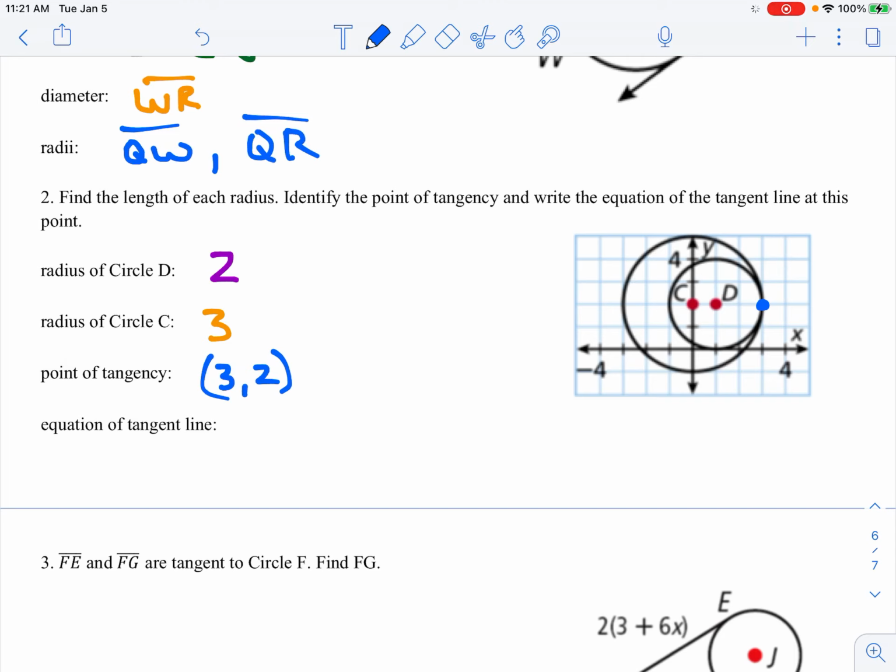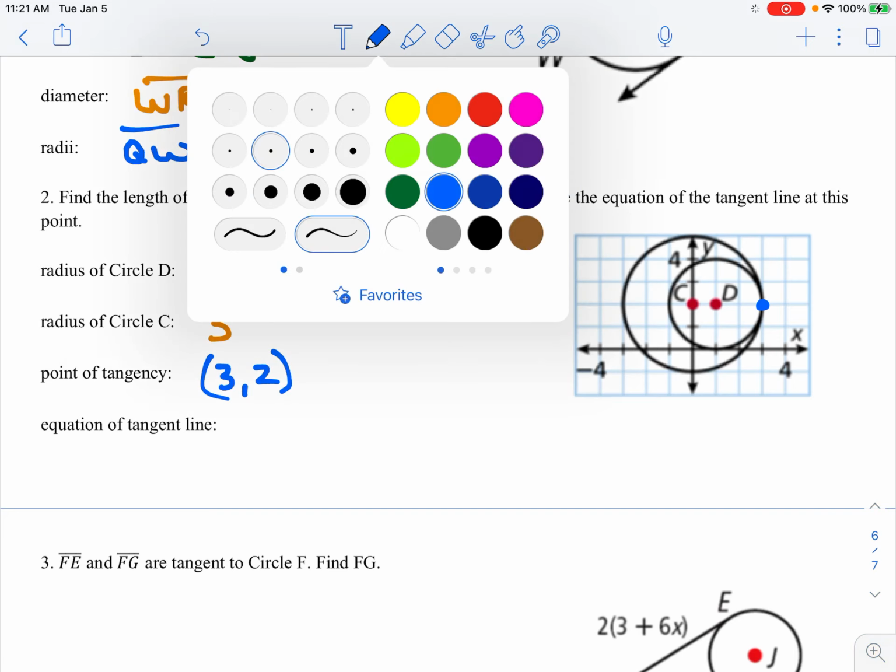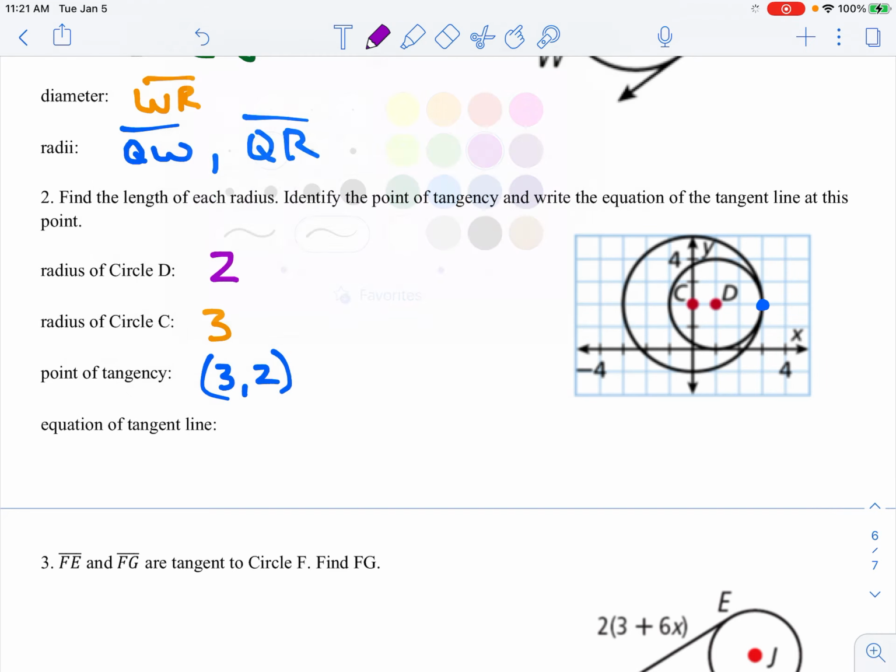Now, when I go to do my equation of the tangent line, I want to be able to draw a line through that, but I don't want to split the circle. So the only way I can draw a line through that point of tangency is a vertical line straight up and down through it so that I don't split the circles. Now, before we did horizontal lines, and those were always y equals. If it's a vertical line, it should be x equals, and it should be the number that we went through the x-axis at. We went through at 3, so our equation of the tangent line is x equals 3.